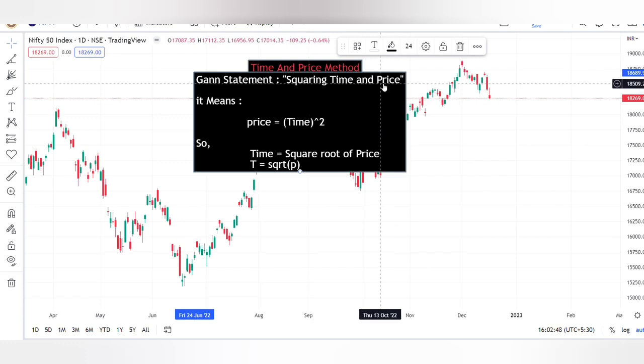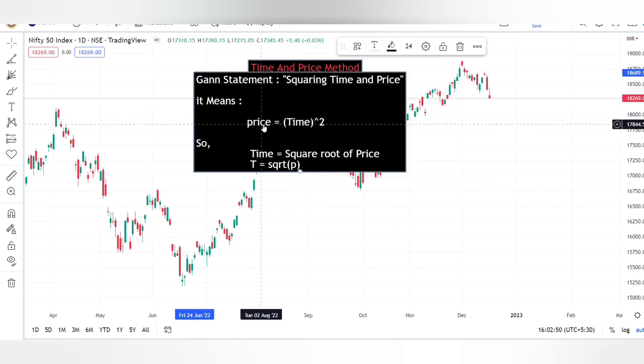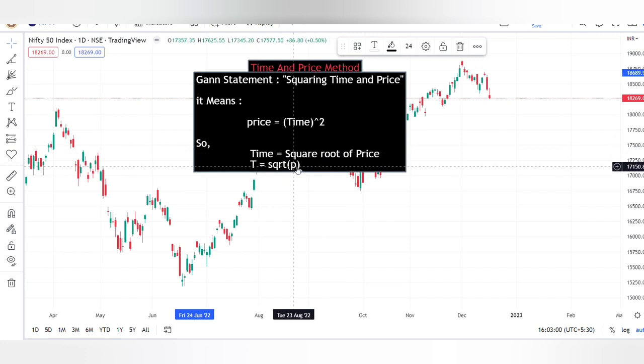So from this statement, we can say that price equals time squared. So time equals the square root of price. T, time, equals the square root of P, that is price. This relationship between price and time we will use in scaling the Gann Fan.